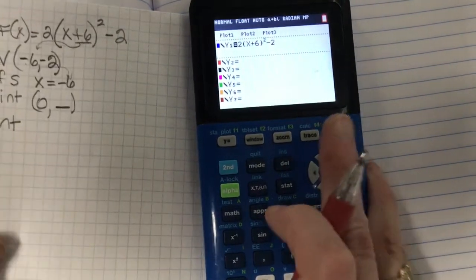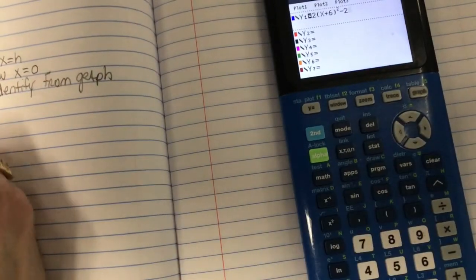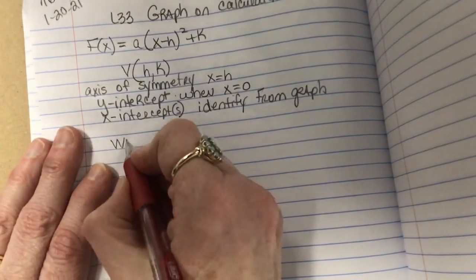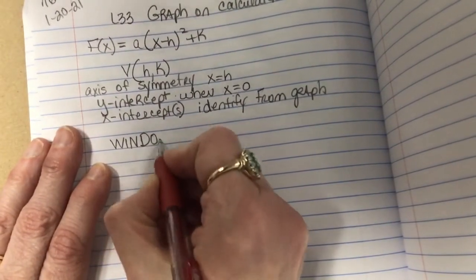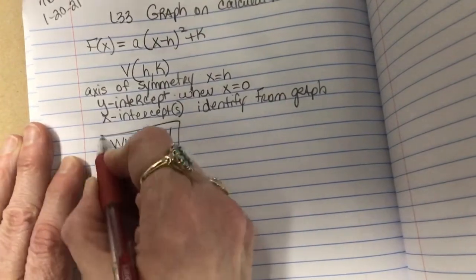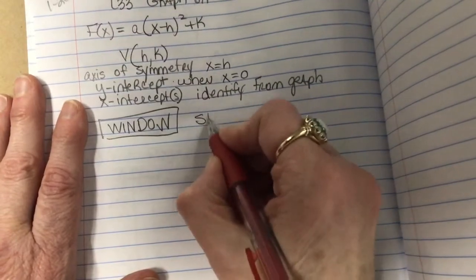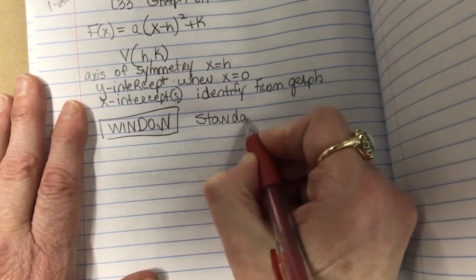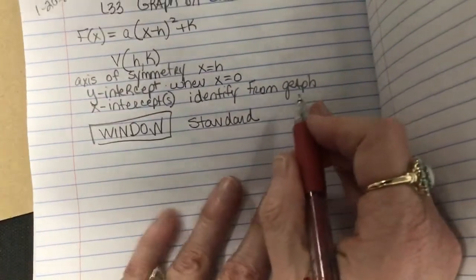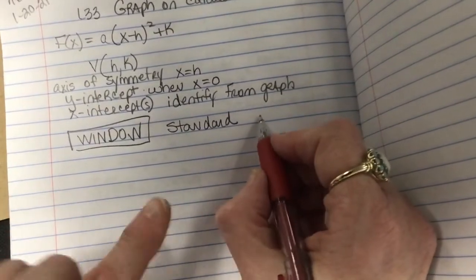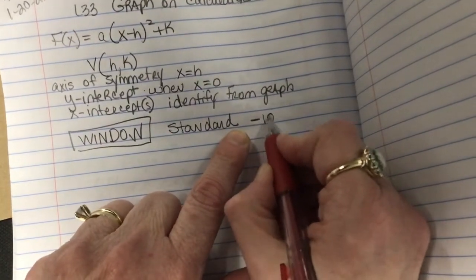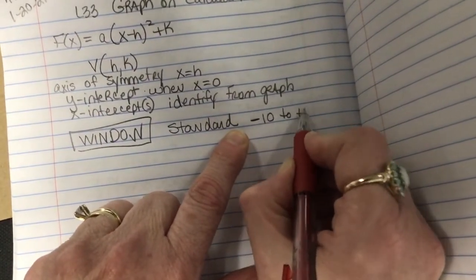Now, it wouldn't hurt us to go ahead and check our window before, because no telling what you've had in your calculator since we graphed. I believe every one of your classwork will work in standard window. Standard window is when the x's and y's both go from negative 10 to positive 10.